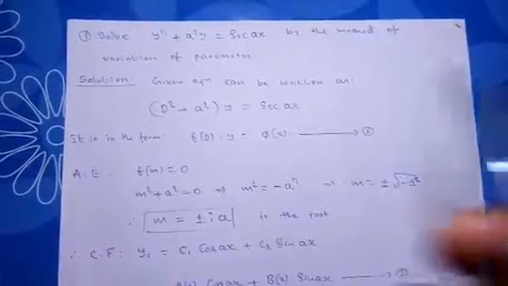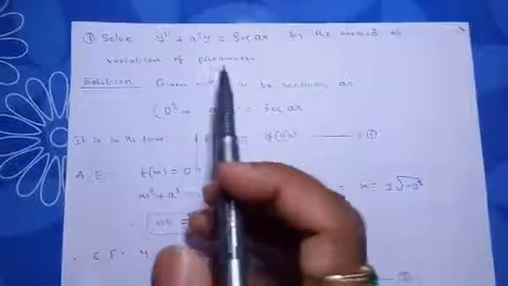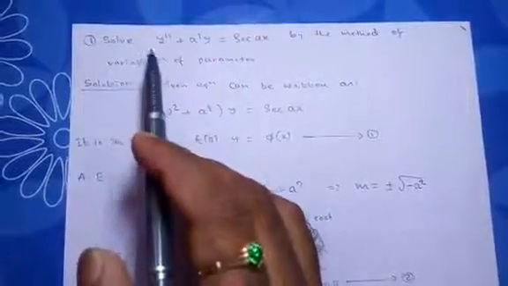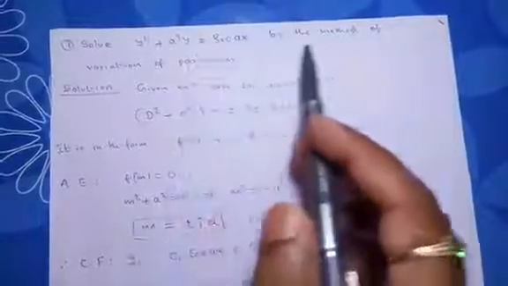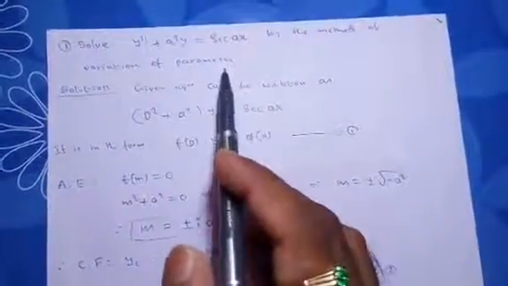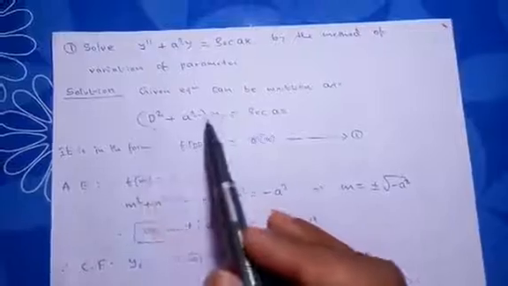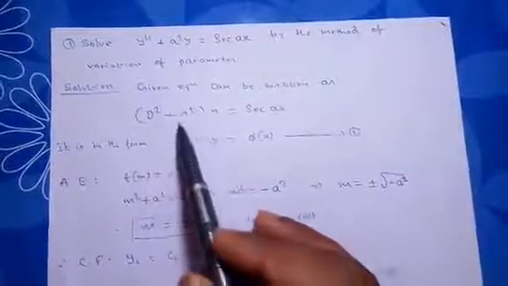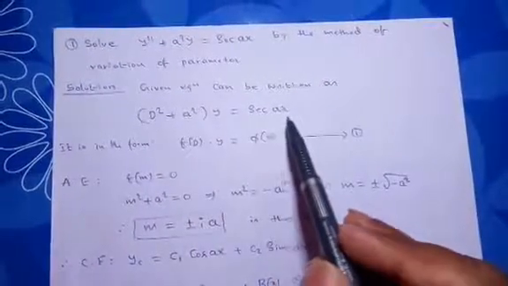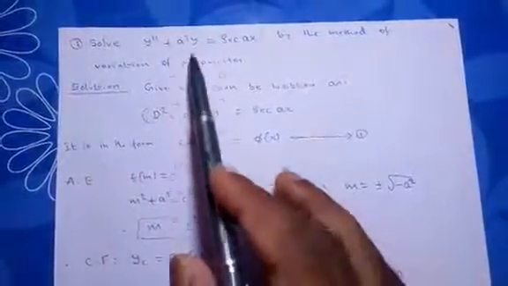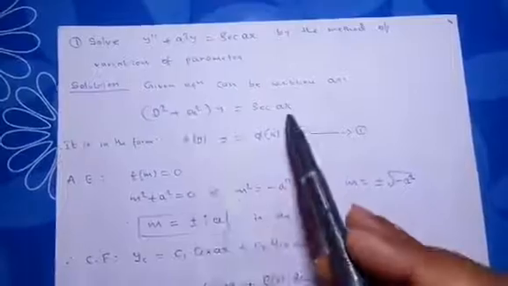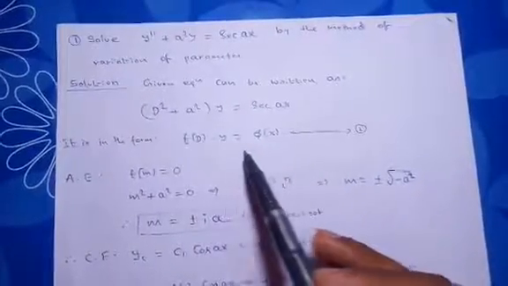Let's see one problem based on variation of parameter. Suppose the problem is: solve y double dash plus a square y equals secant ax by the method of variation of parameter. First write down the given differential equation in the form D square plus a square into y equals secant ax. D square means second derivative. Here a square is a constant into y equals secant ax. It is in the form f of D into y equals phi of x.